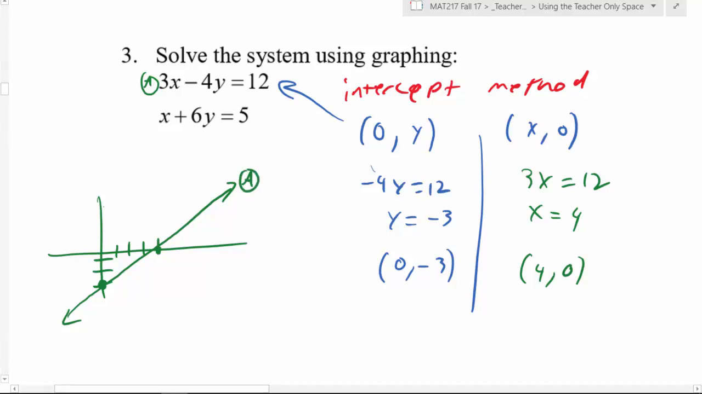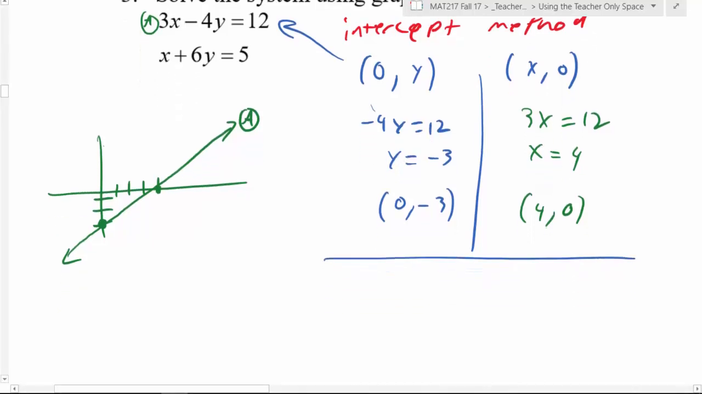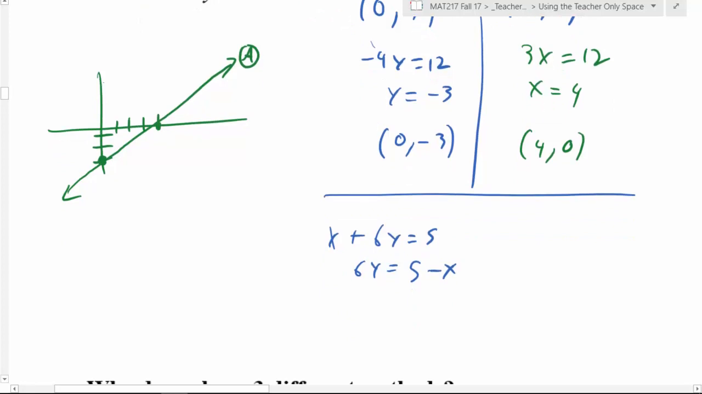Now, for B, the other equation, how are we going to graph that? Why don't we do y-intercept, slope-intercept form, just because we can. We're starting with x plus 6y equals 5. Therefore, 6y equals 5 minus x, or in the kind of standard form, negative x plus 5. Now I'm going to divide by 6. That's going to be y equals negative 1/6 x plus 5/6.